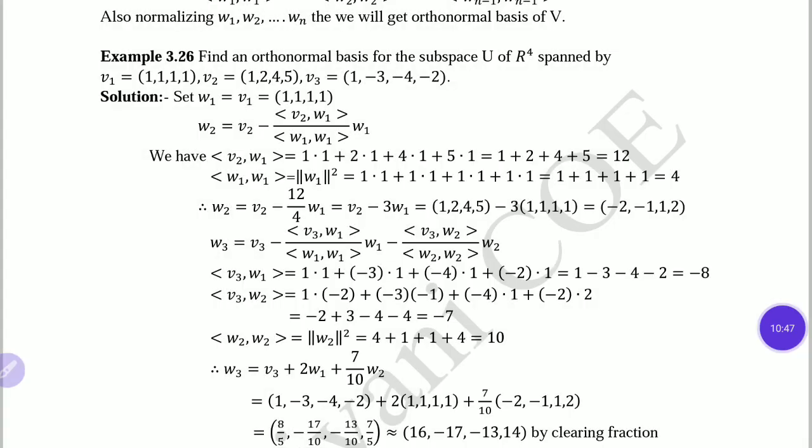So this is the first example. Find an orthonormal basis for the subspace U of R4 spanned by these 3 vectors. Okay, we have to find here an orthonormal basis. For finding an orthonormal basis, first we find an orthogonal basis, and from that we can determine the orthonormal basis by dividing those vectors by their norm.